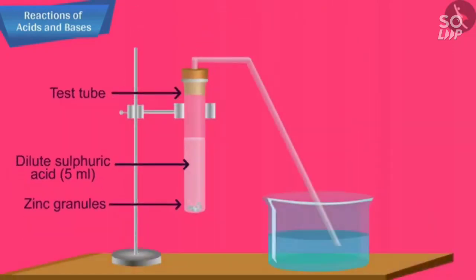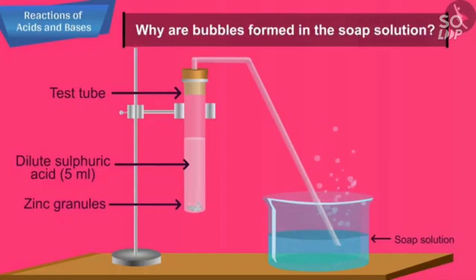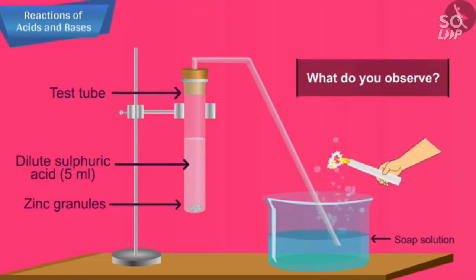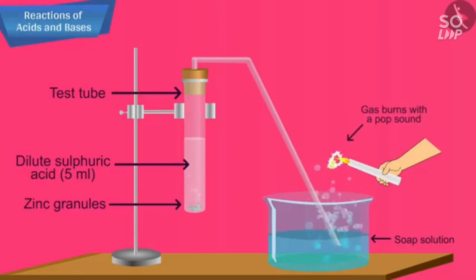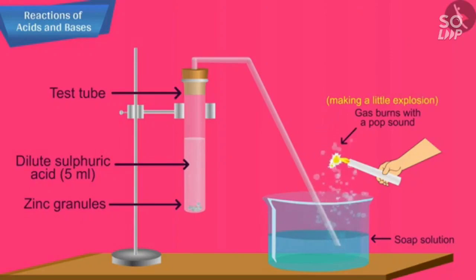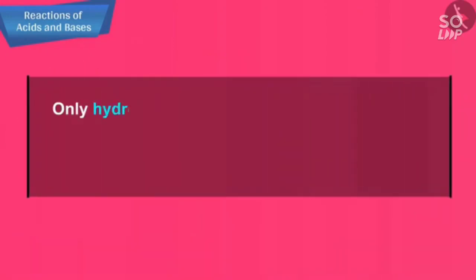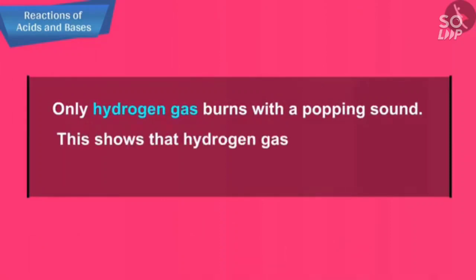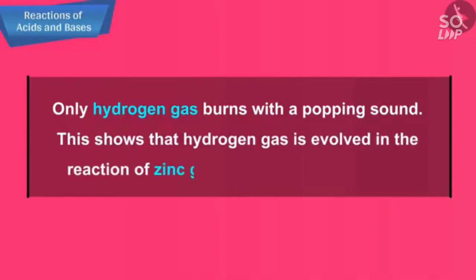Pass the gas being evolved through the soap solution taken in a trough by means of a glass tube. Why are bubbles formed in the soap solution? Take a burning candle near a gas-filled bubble. What do you observe? The gas present in the soap bubble burns with a pop sound, making a little explosion. And students, only hydrogen gas burns with a popping sound. This shows that hydrogen gas is evolved in the reaction of zinc granules and sulfuric acid.